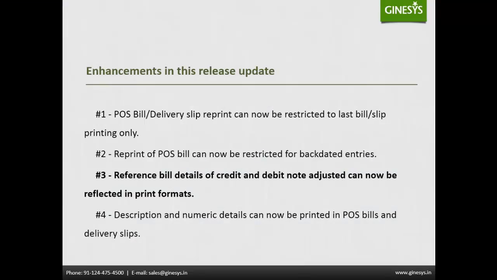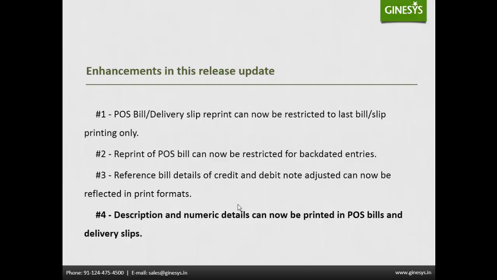Third enhancement in this release update is reference bill details of credit and debit note adjusted can now be reflected in print formats. Reference bill number and reference bill date of credit note and debit note adjusted can now be printed in reports along with the other mode of payment details. Suppose a credit note was issued on 1st July in POS bill number POS 00150. The credit note was adjusted on 14 July in POS bill number POS 00180. Print formats can now have reference bill details, that is reference bill number and reference bill date, which is POS 00150 and 1st July in this case.